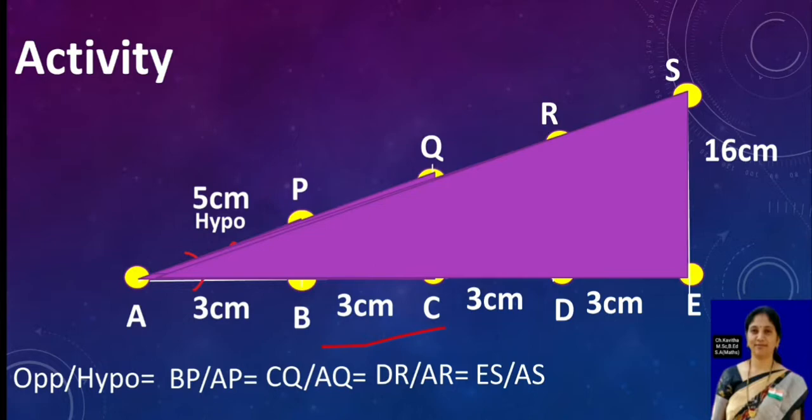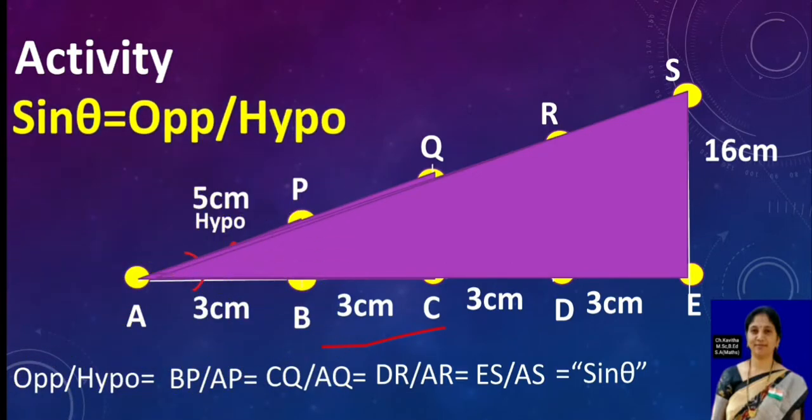So that means whenever the angle A is not changed, whenever the angle A is fixed, all the right angle triangles are giving the same value for opposite by hypotenuse. So this opposite side by hypotenuse is named as sine theta. So we get sine theta is equal to opposite side by hypotenuse. This is one of the trigonometric ratios.